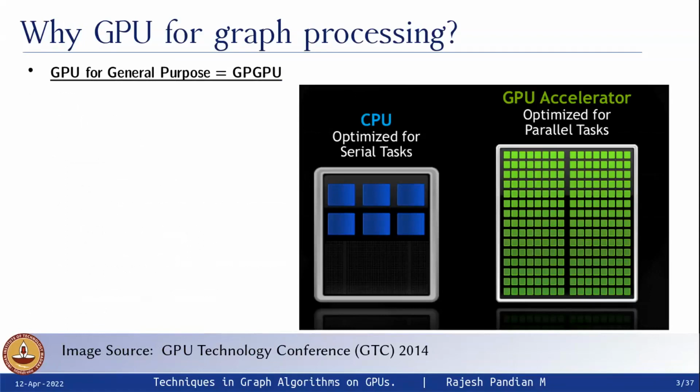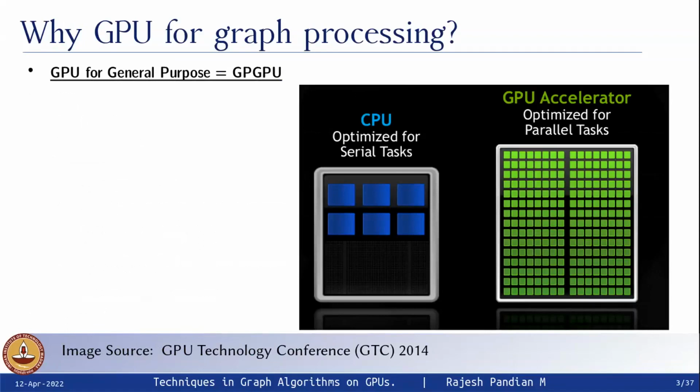So why do we need GPUs for graph processing? In the beginning, GPUs were used only for graphics processing, making a pixel colored, or a little sharper, or adding shading, and so on.